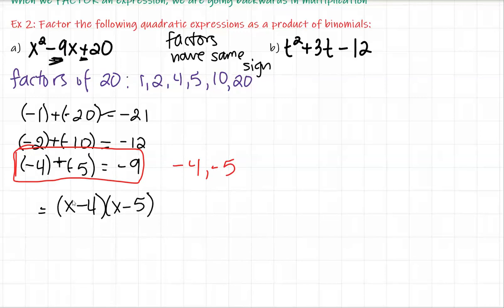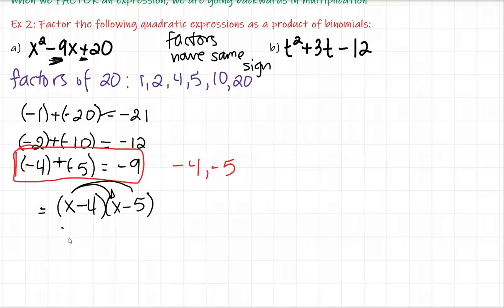Okay, and maybe you're probably thinking, well, where did that come from? Well, remember that this is pretty much working backwards. We need to figure out what two numbers multiply to give us 20 and add up to negative 9, because that's what is happening when we multiply this out, right? So you can always check your work by multiplying this out like we have.